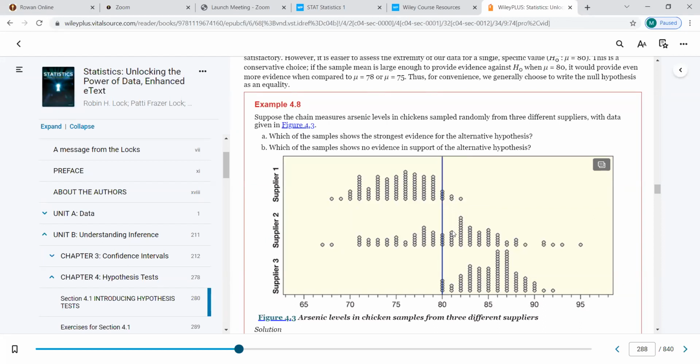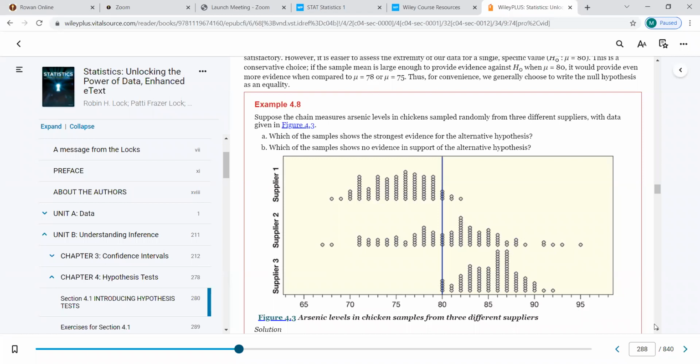The average could be bigger than 80, and we're not sure whether it's sufficiently big enough to say goodbye to supplier 2, right? So supplier 3 definitely looks like we're going to say goodbye to them. Supplier 2, we'd probably have to do a statistical test on that one. Supplier 1 looks okay. All right, so you get the idea?